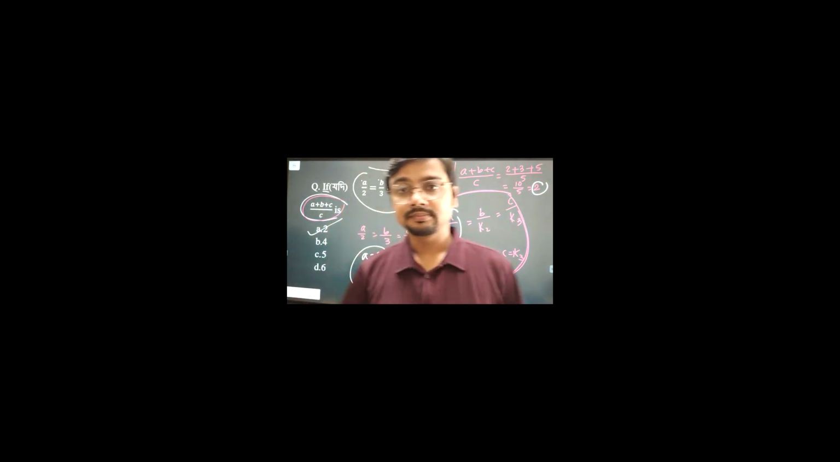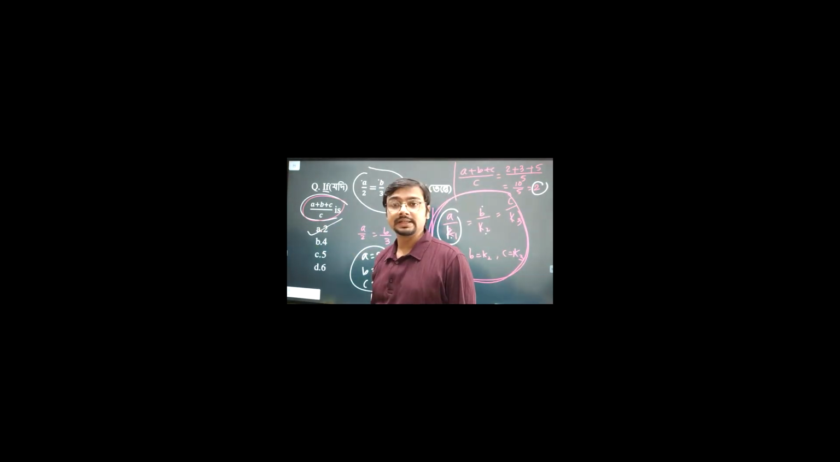Message me, see if anyone has any doubt. I repeat again: if this type of ratio is given, simply choose a equal to this value, b equal to this one, and c equal to this one. Now a by 2, b by 3, c by 5 is given, so a will be 2, b will be 3, c will be 5. Now put these values here, you will get the answer.